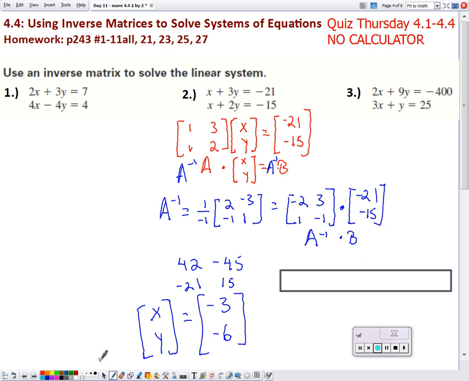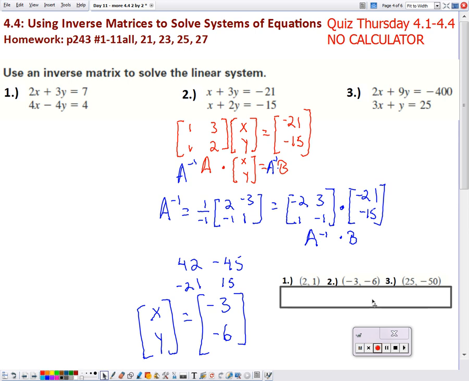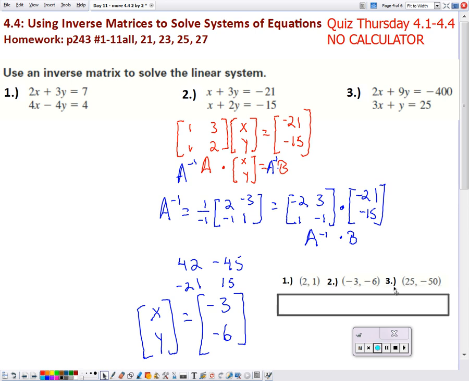I'm going to release the answers, so when you unpause the video, they'll be waiting there for you. For number 3, you should get x equals 25 and y equals negative 50. Miss Burdett.